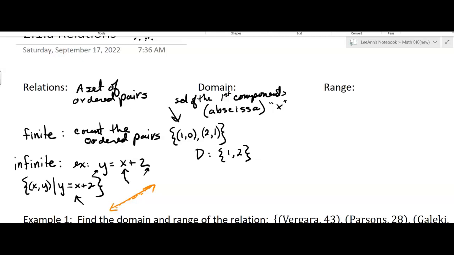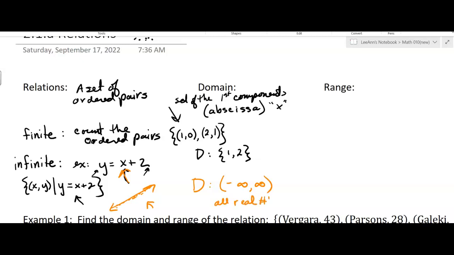Now, for this infinite relation, this line here, what would be the domain? Well, we talked about that. What could you put in for x? You can put in anything. So it's all real numbers. The way we show all real numbers is with interval notation from negative infinity to infinity. But this means all real numbers.